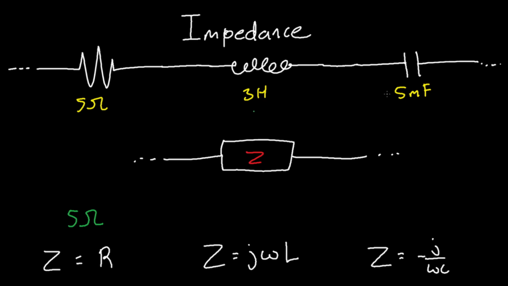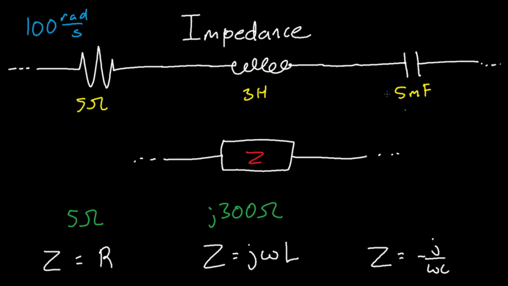You have 3 henries times the angular frequency times the imaginary number. In this problem, we can pick some random angular frequency, 100 radians per second, okay? So you have J times 100, right? That's your angular frequency, times your inductance, which is 3 henries. So 3 times 100 times J. This is simply 300J ohms.